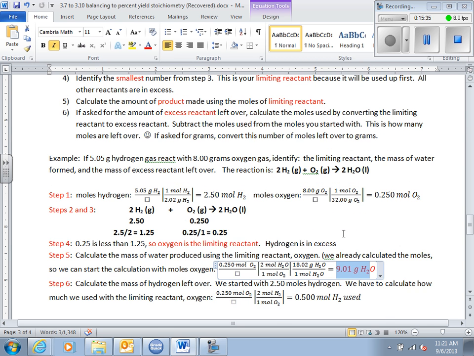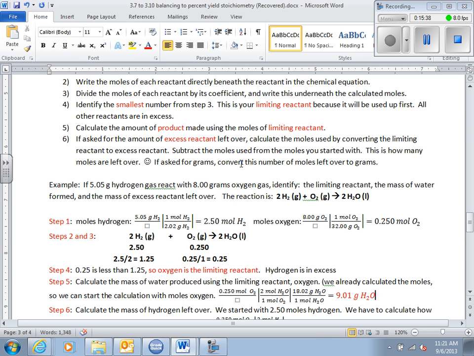Okay, last step. So I've answered who's the limiting reactant. I've answered what's the mass of water formed. Now I'm going to get the mass of excess reactant left over. Well, I first have to figure out how much was used. So we're going to calculate the moles used by converting the limiting reactant to the excess reactant. I had 0.25 moles of water. I have to find out how much hydrogen I use to react with that water. And just looking at the stoichiometry, I use 1 to 2, so I just multiply 0.25 by 2, and you should see I'm going to use 0.5 moles of hydrogen.